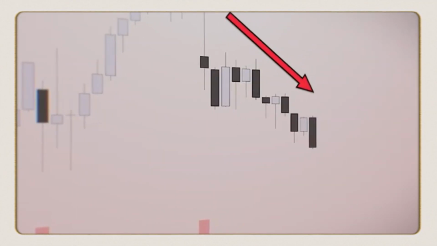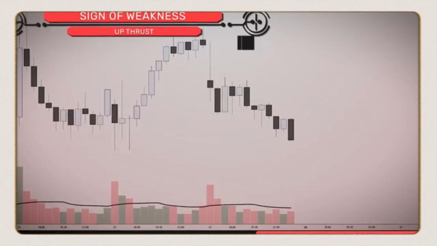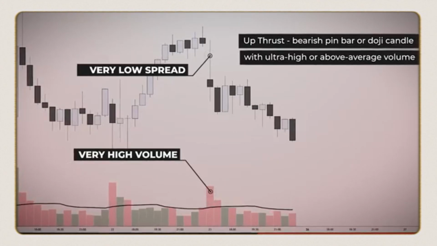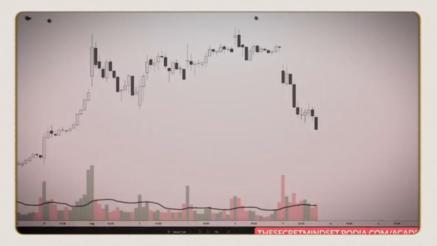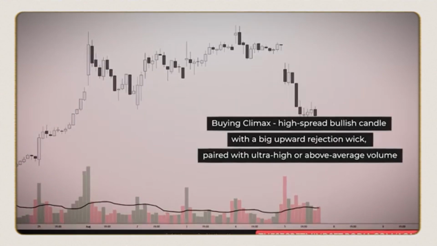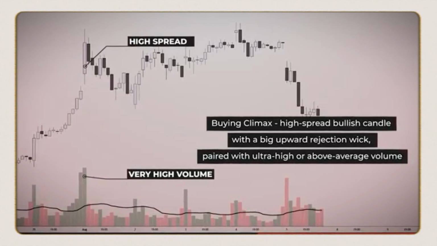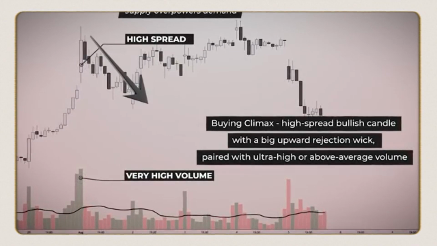Sign of weakness patterns. 1. Upthrust. A bearish pin bar or doji candle with ultra-high or above-average volume and a super low spread, signaling a potential price drop. 2. Buying climax. A high-spread bullish candle with a large upward rejection wick and ultra-high or above-average volume, indicating supply overpowering demand and a possible price drop.